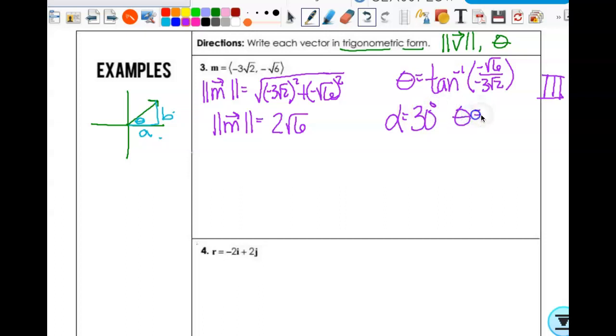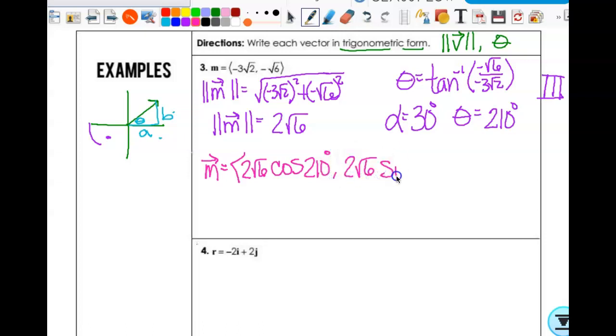We want it to be in the third quadrant, which is right here. What do you do with alpha to get a third quadrant angle? 180, yeah, plus pi, which is 180 in this case. So 180 plus alpha, which is going to give you 210 degrees. So then, vector M is 2 square roots of 6 times the cosine of 210 degrees, and 2 square root of 6 times the sine of 210 degrees.